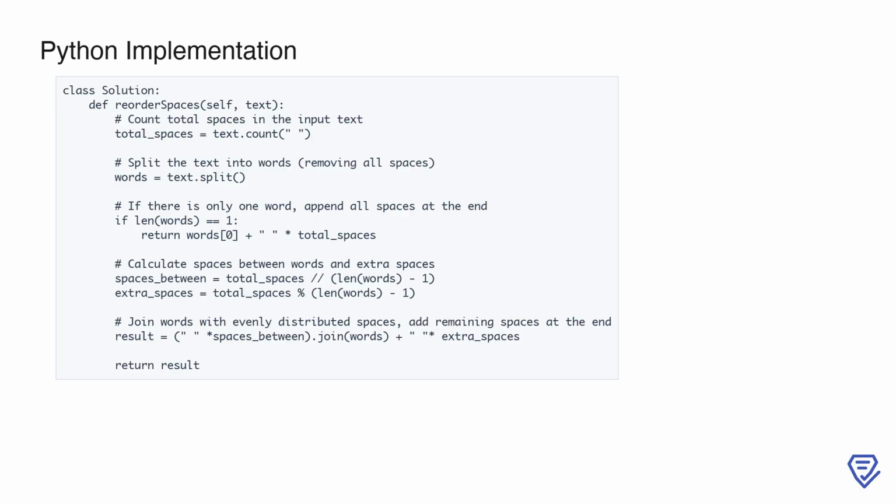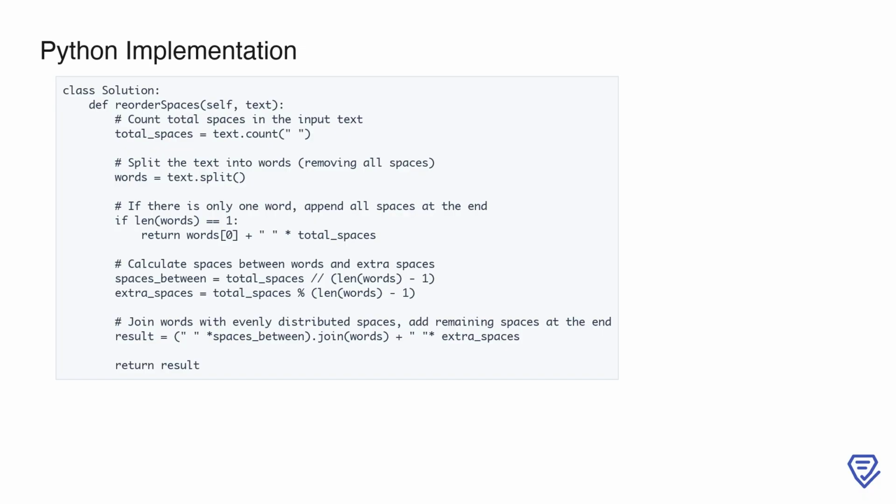Next, the string is split into individual words using the split method, which automatically removes all spaces between the words. If the input contains only one word, all spaces are appended to the end of the word, and the result is returned. This is handled as a special case since there are no spaces to distribute between multiple words.